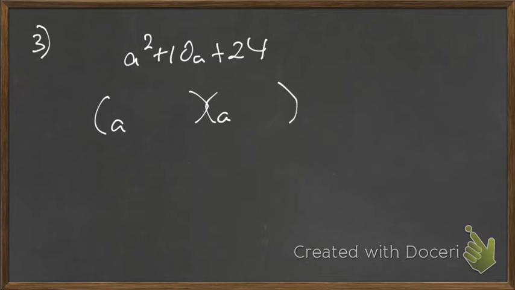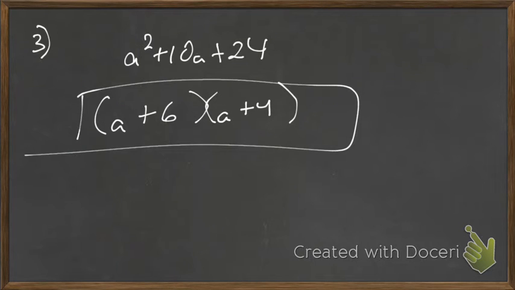What are you thinking, Miles? 6 and a 4. There we go. Same thing. 4 and a 6, 6 and a 4. These multiply to give me my third term, 24. Add to give me my second term, 10.